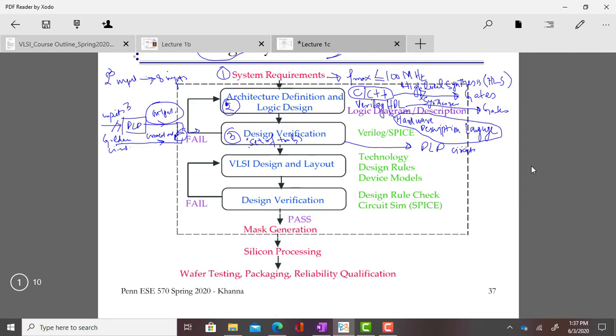And if the results are correct, then we go to the 4th step, which is VLSI design and layout.